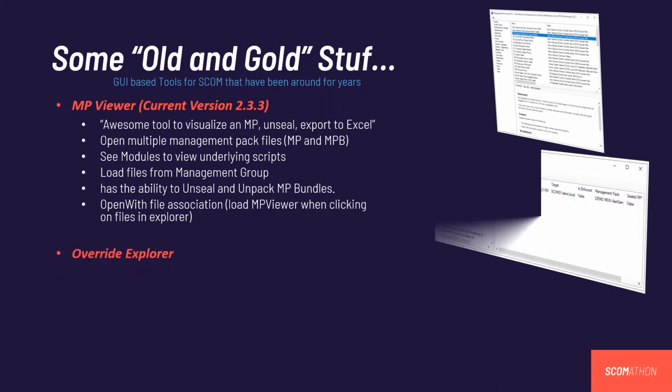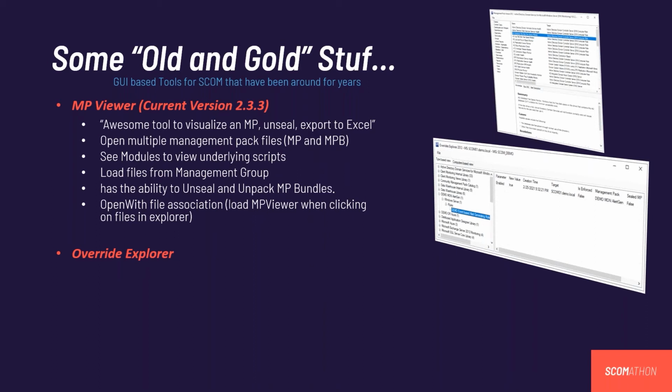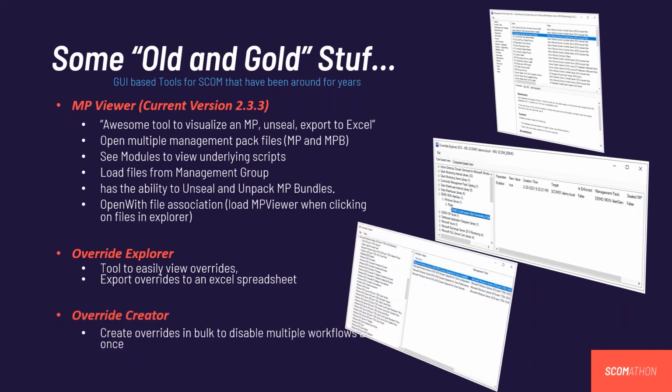The next tool we are going to cover is the Override Explorer. It helps you easily view or display overrides, and you can also export them to an Excel spreadsheet. And last but not least, let's touch on the Override Creator, where you create overrides in bulk for many workflows at once. If you want to disable multiple workflows, no matter if they're discoveries or monitors or rules, and you don't want to use PowerShell for some reason, just use the Override Creator.